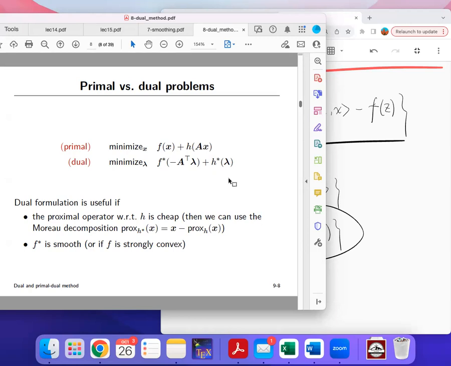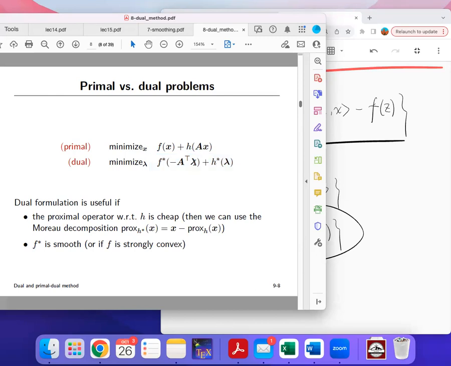The interesting part is that, as we discussed before, if we want to apply the proximal gradient method to the primal form, the challenge is to evaluate this proximal mapping. This can be very difficult because of the mapping A. But now in the dual form, this A is inside F star instead of H star. So this seems to be easier to work with using the proximal gradient method. So we can consider applying the proximal gradient method to the dual problem.